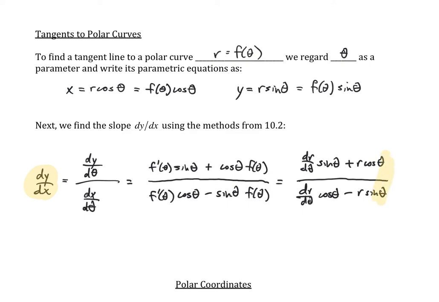I'm going to highlight this formula over here. It's something you either want to be able to derive or you want to memorize it, but that's important for us to find the derivative of polar curves. So just to reiterate, this is the slope of the tangent line.